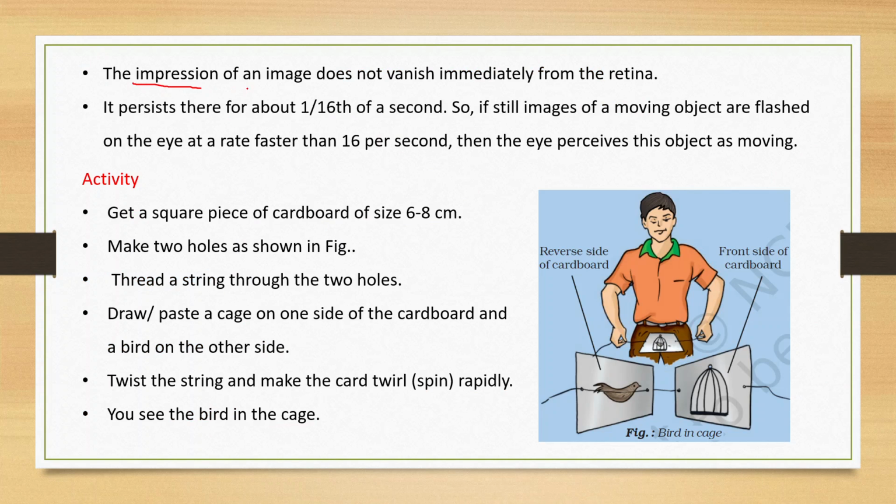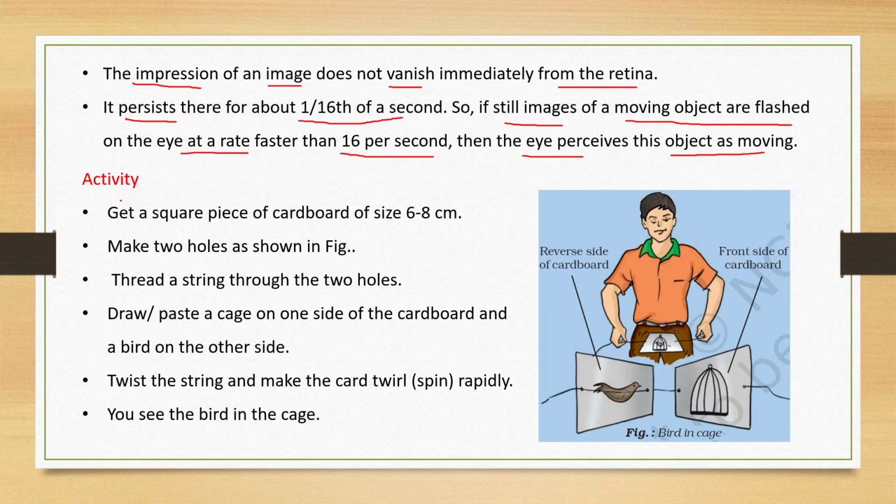The impression of an image does not vanish immediately from the retina. It persists there for about 1/16 of a second. है ना, इमेज हम अचानक खत्म नहीं होती रेटिना पर, ये सेकंड के 1/16 पार्ट तक वहां पर रहती. So if still images of a moving object are flashed on the eye at a rate faster than 16 per second, then the eye perceives this object as moving.